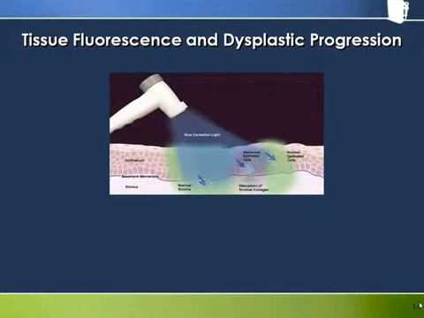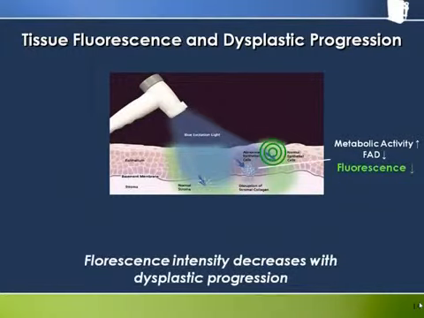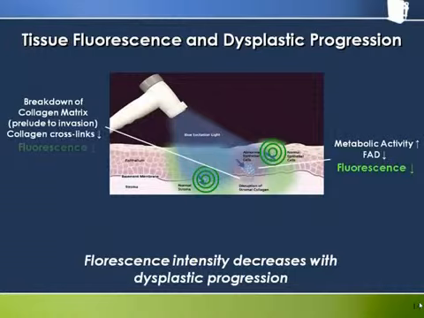Here we see then, in summary, how dysplasia and oral cancer result in decreased fluorescence intensity. There are 4 processes at work. Number 1, the increased metabolic activity of the dysplastic cells in the epithelium causes a decrease in FAD, resulting in decreased fluorescence. Number 2, the breakdown of the collagen matrix, which occurs as a prelude to tumor invasion, results in decreased numbers of collagen crosslinks, and thus decreased fluorescence.